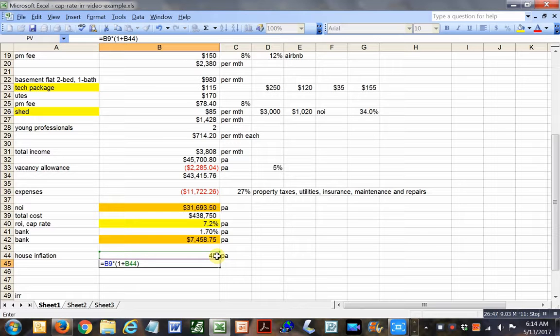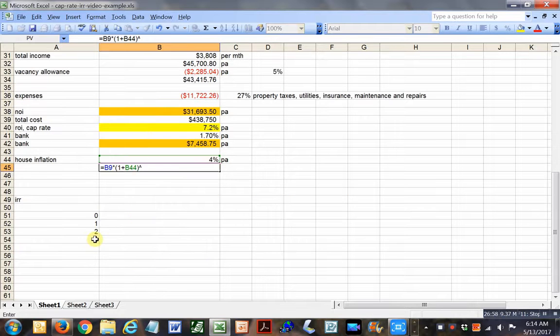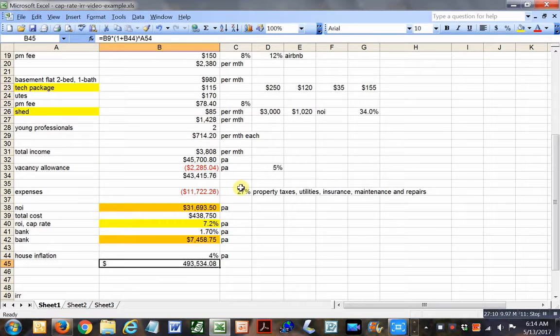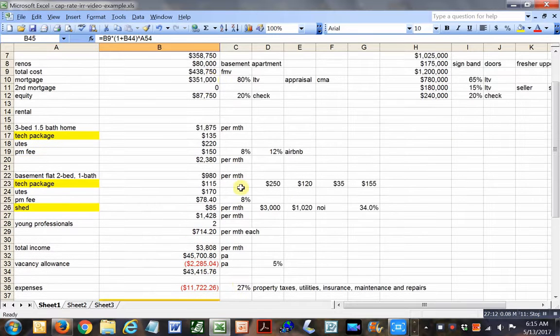And then if you look at the number 6 on your keyboard, you'll see above it there's a little symbol which looks like a hat. If you hold the shift key, you can get that hat to come in. That allows you to do an exponent. The exponent is 3 in this case because you were doing 3 years. So this property is worth almost $500,000 after 3 years.